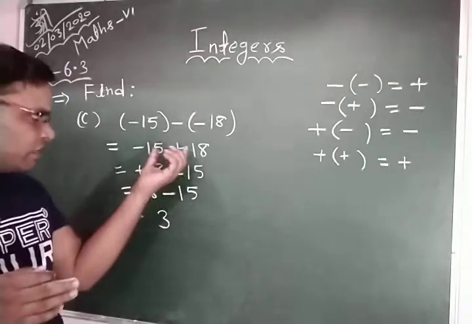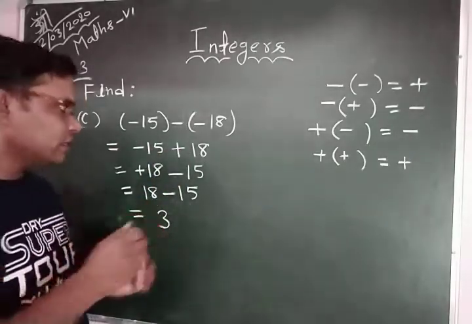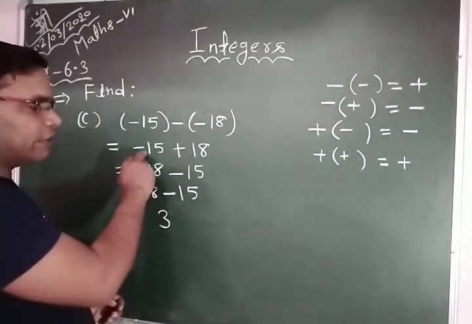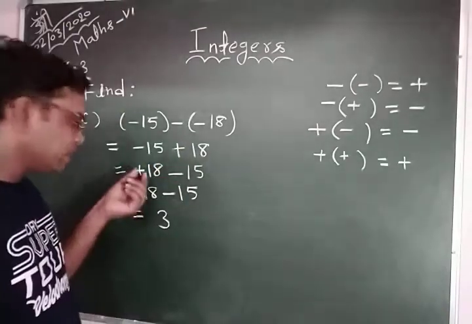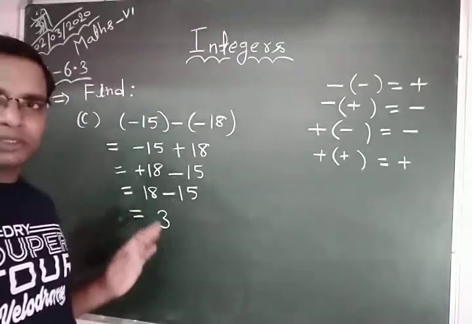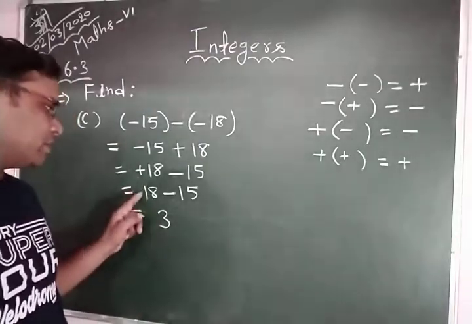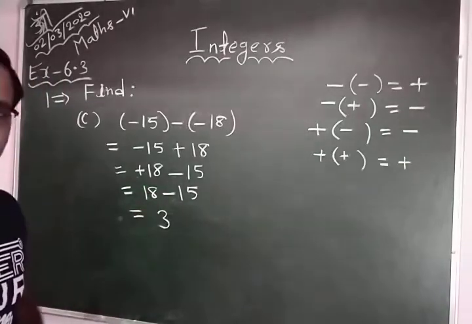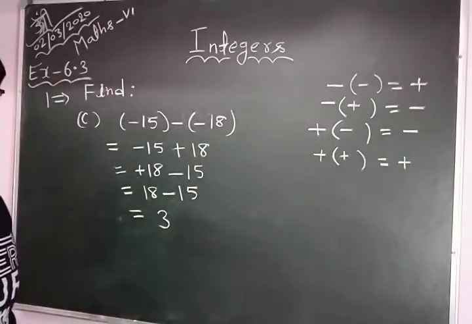So first we rearrange it. Okay. So first write the positive number, plus 18, after this minus 15. Or plus 18, you can write it only 18. No problem. Here the positive sign is hidden. Okay. So 18 minus 15, this is equal to 3.